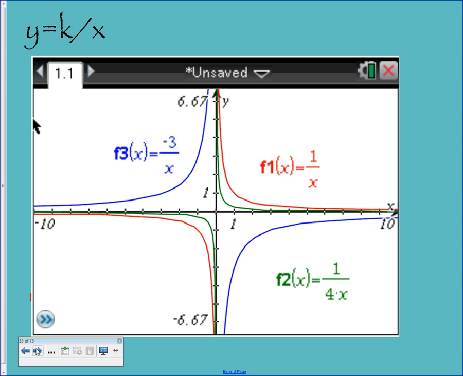Instead of being in quadrant, we've got 1, 2, 3, and 4. The normal positive ones are in quadrants 1 and 3, and then when it switches to be negative, you're in quadrants 2 and 4. And then the 4 on the bottom, so the 1/4, the smaller number, made it the real skinny one. It went up a lot faster, and then the blue one was a little bit wider. So that's kind of the relationship. We'll talk about all of those in the notes.